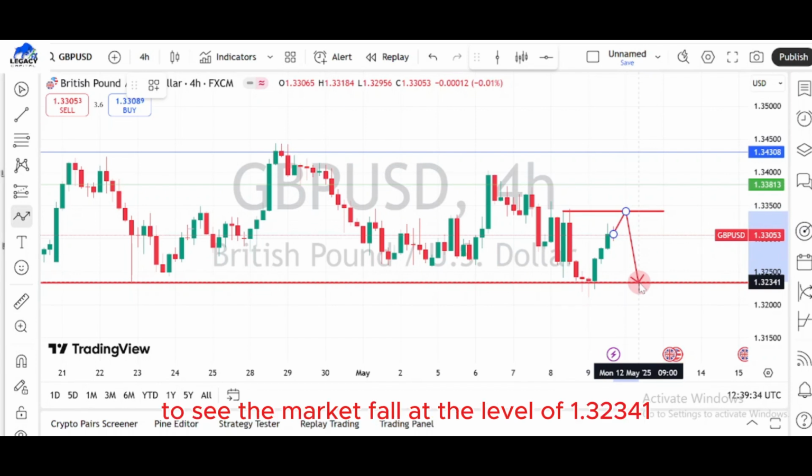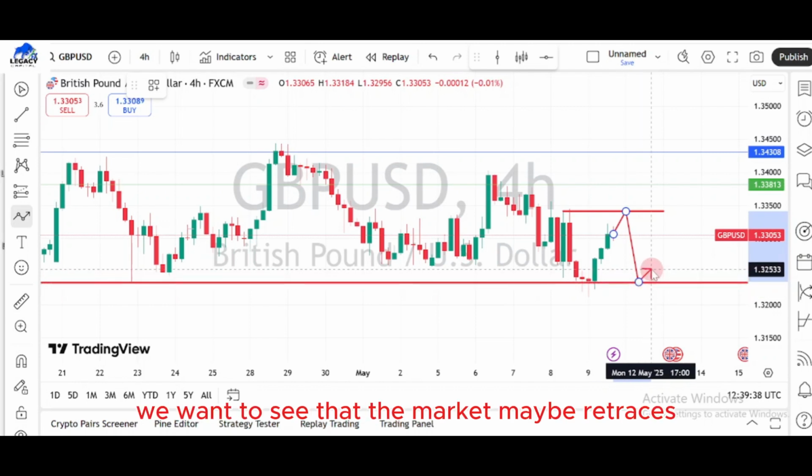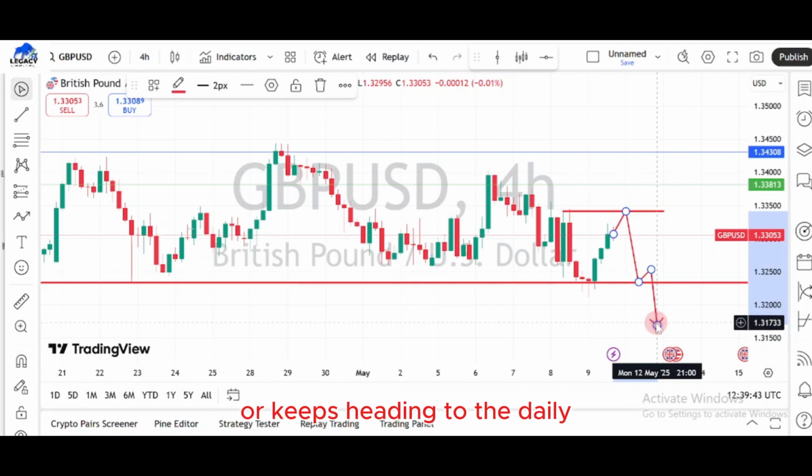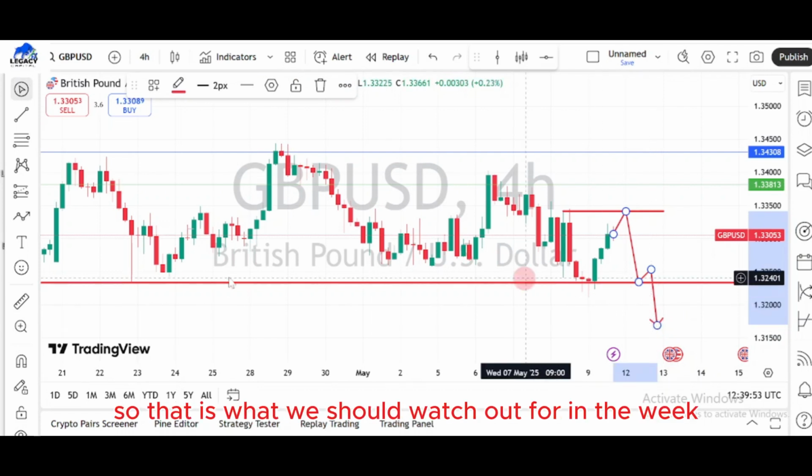And when the market is dropping, our first expectation will be to see the market fall to the level of 1.32341. Then from there, we want to see the market maybe retrace and then finally break the zone and keep heading to the daily key level, the daily support that we have highlighted on the daily time frame. So that is what we should watch out for in the week.